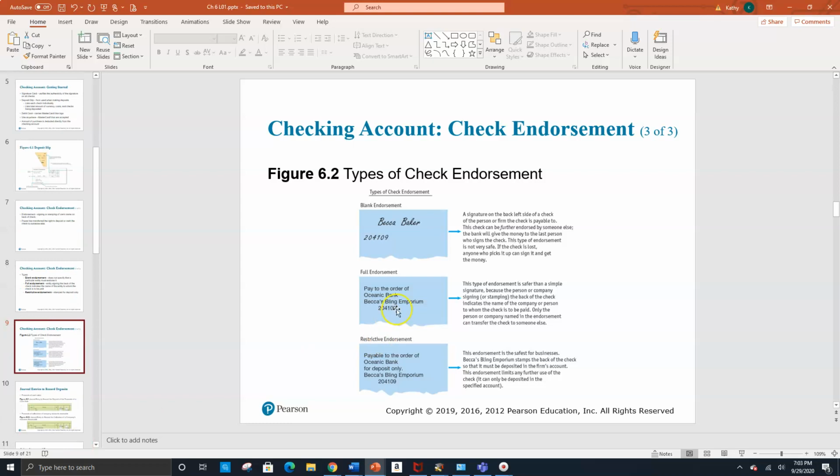I think there are examples here. A blank endorsement, where you just sign the check, can be further endorsed by someone else, and actually anybody can pick it up and deposit it. So this is kind of the worst type of endorsement you can do. You want to say, pay to the order of, and your bank account that you want to deposit it in. This is a full endorsement and much better. The restricted endorsement is the best, but it limits further action. It's for deposit only.